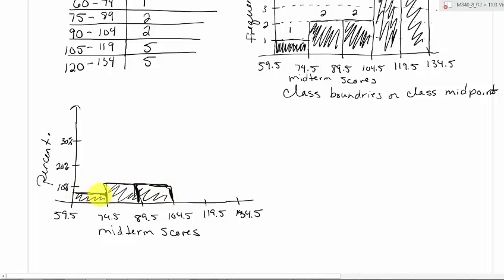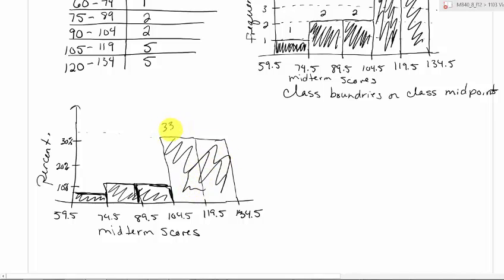Again, we can write the percentages up on top of the bars, and that will be helpful in indicating exactly where we were. And then 33%, it's about right there. And again, if you write those percentages above, then that's helpful.